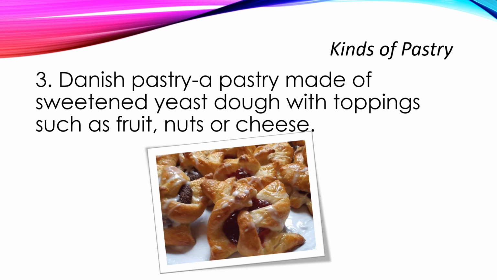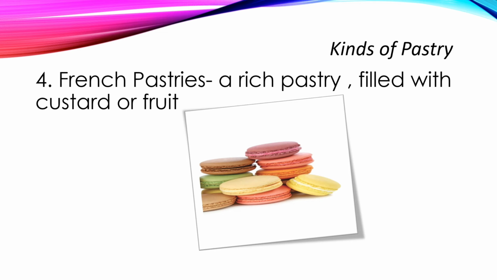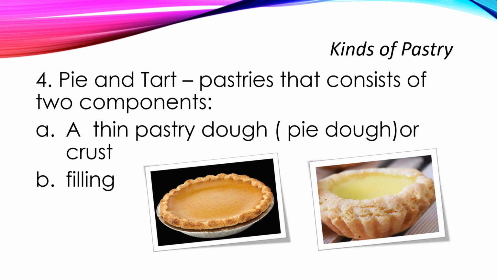The Danish pastry, a pastry made of sweetened yeast dough with toppings such as fruits, nuts, or cheese. The French pastries, a rich pastry filled with custard or fruits. The pie and the tart. These are the pastries that consist of 2 components. First is the pie dough. When baked, it forms a crust. Then the second one is the filling.